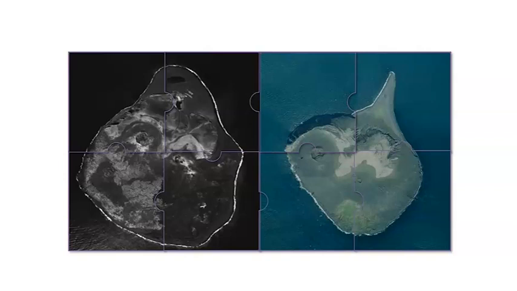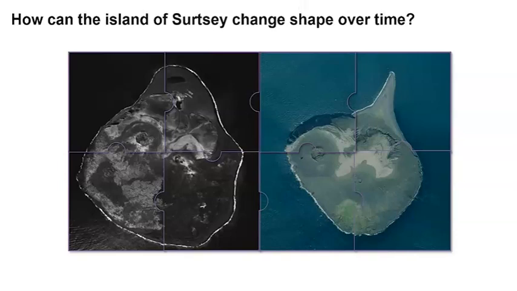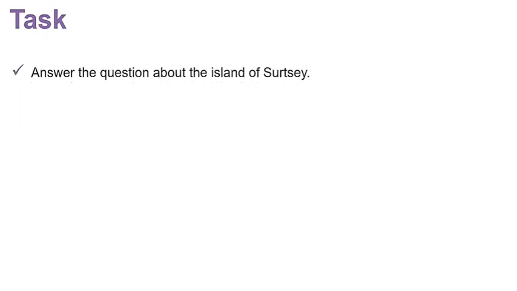Look at how much the island has changed over time, and how much we have found out about how land can change. Great work! But wait, we have one more question to answer, and our puzzle is a clue to help us. Are you ready? How can the island of Surtsey change shape over time? Can you use everything you found out to answer this final question? I know you can do it. Let's review your task for today. Answer the question about the island of Surtsey.